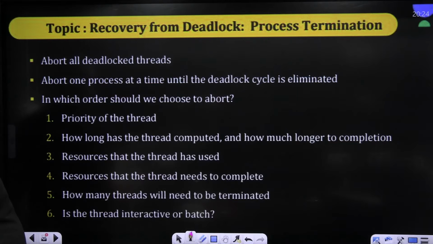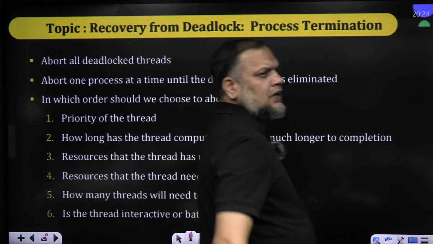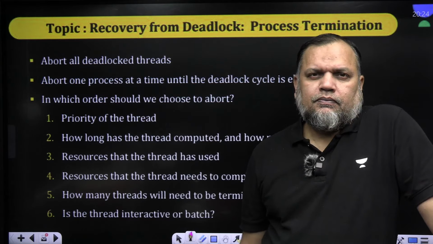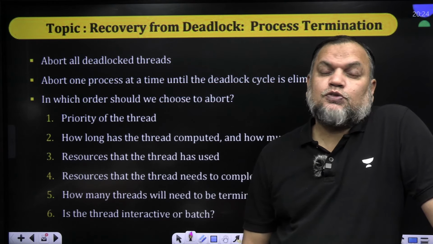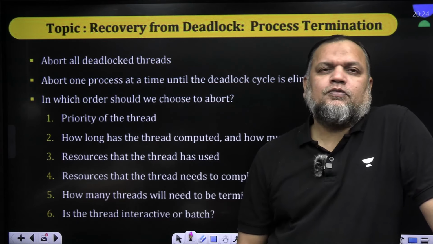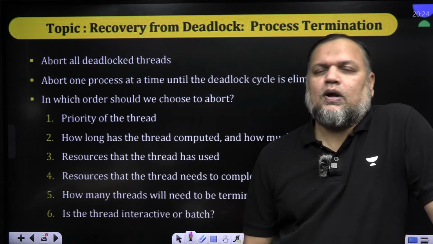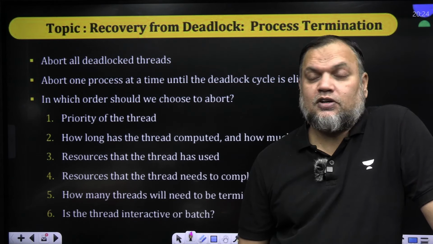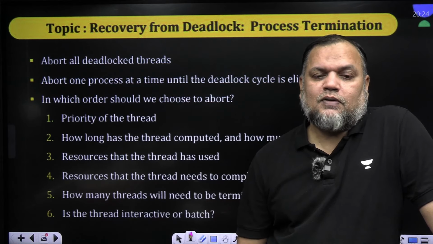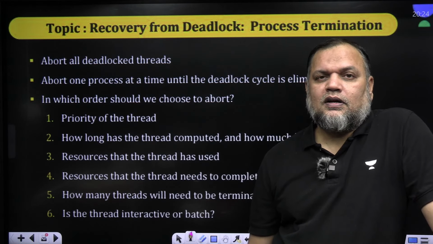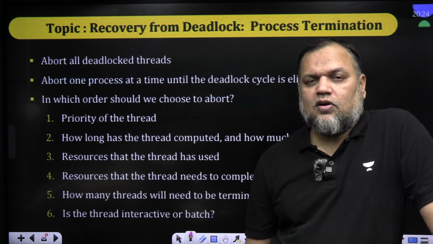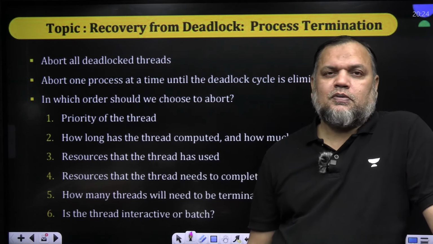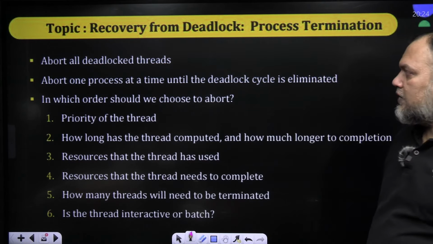Recovery. The first approach is process termination. Kill all the processes that are involved in deadlock. Kill all. The drawback is some important processes will get killed. So therefore, become selective in killing. That is called kill one at a time. The advantage is, you can save some processes, but the drawback is after killing one process, you will have to basically verify whether system is in deadlock or not.